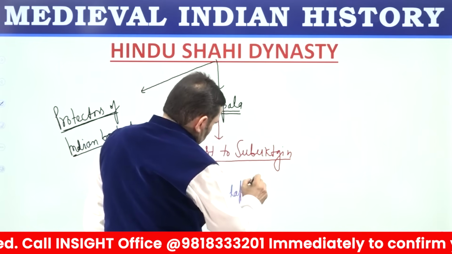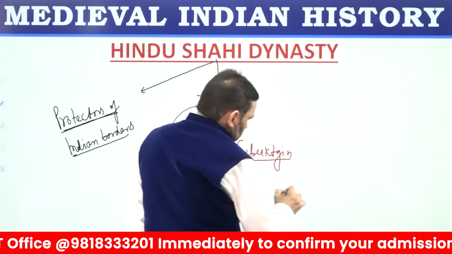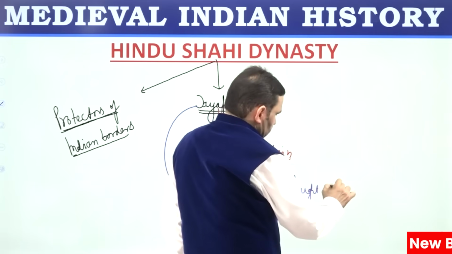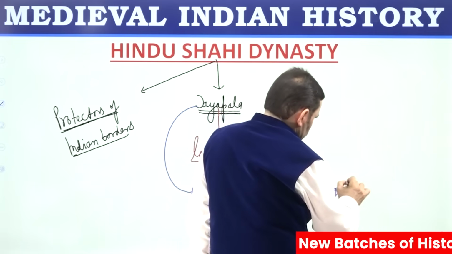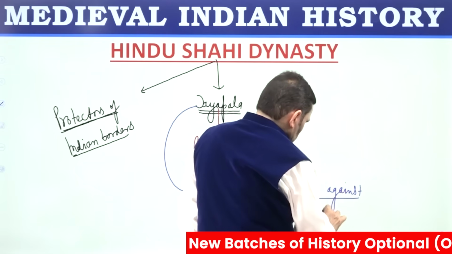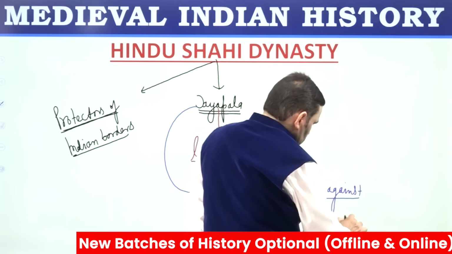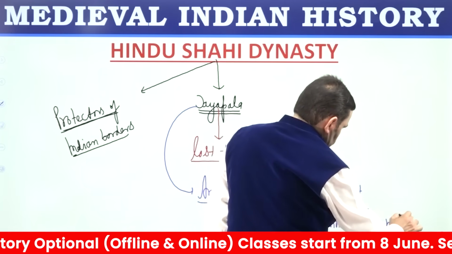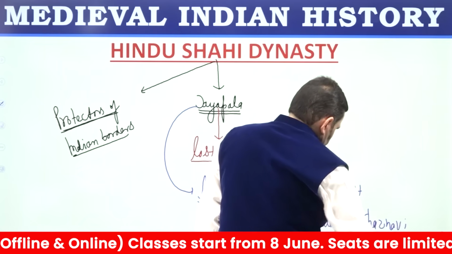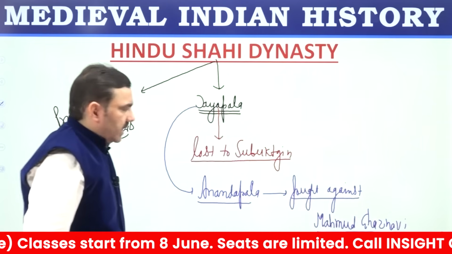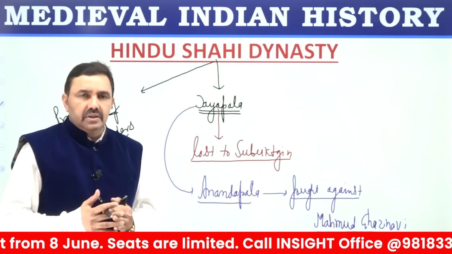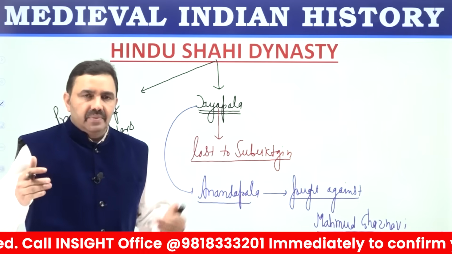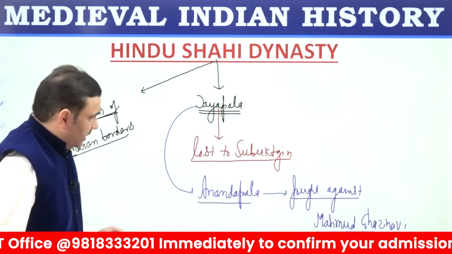And Anandapala was the king who fought against Mahmud Ghaznavi, or Mahmud of Ghazni. Ghazni is a place in Afghanistan today. So his capital was Ghazni, that's why Ghaznavi or Mahmud of Ghazni, that's the name used.